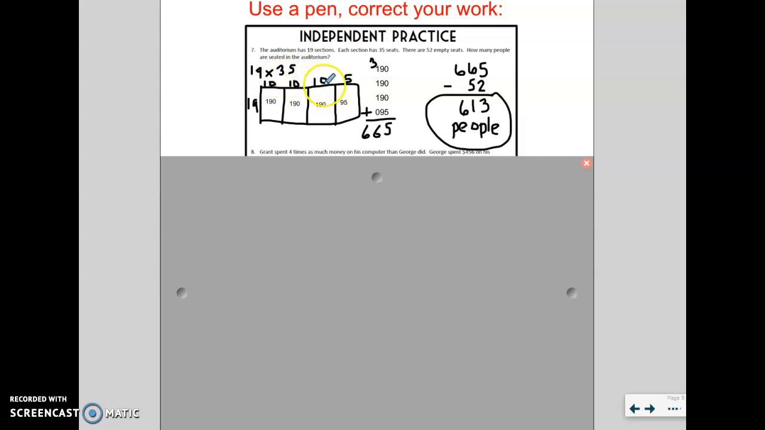And then I took half of one of these, 19 times 5, and that was 95. And then I had to add up all of my totals together. So 665 seats. Now I know that there were 52 empty seats, so I had to subtract 52 from 665, and I found out that there were 613 people seated in the auditorium. So that was my final answer that I circled.